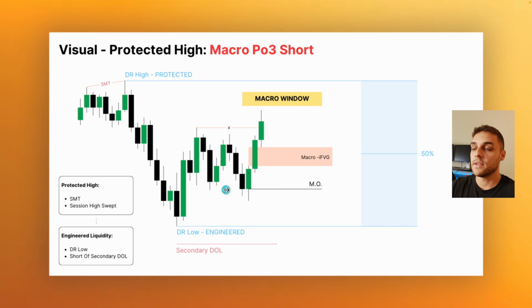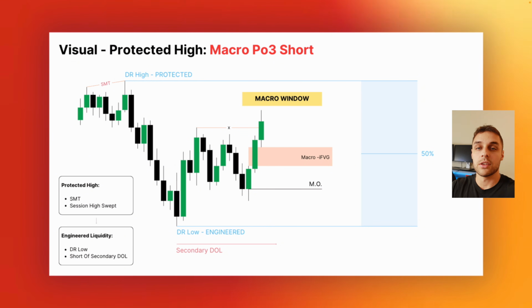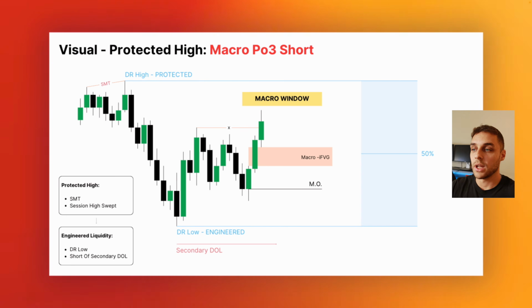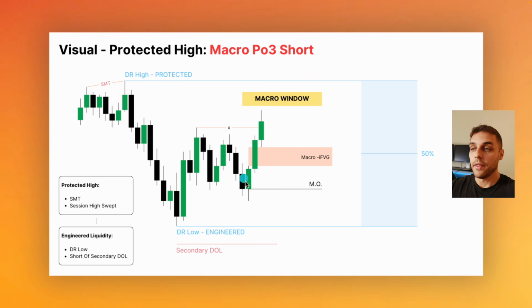Okay, so we want to see for our entry criteria, MO here is macro opening price. This is just to depict the starting point of the macro, of course, but ultimately where price is going first to serve as the manipulation phase relative to the macro. So you want to see price go above macro's opening price into a premium of our dealing range using the protected high and the engineered low and run this high. Okay, this is manipulation. This is what you want to see.